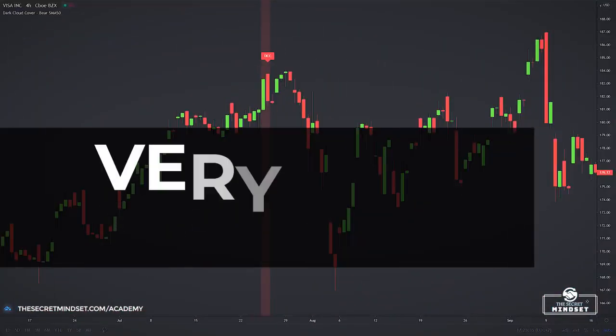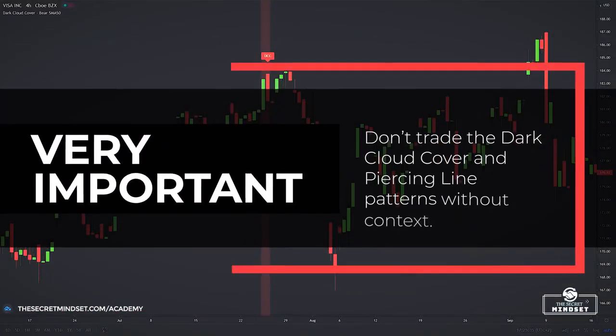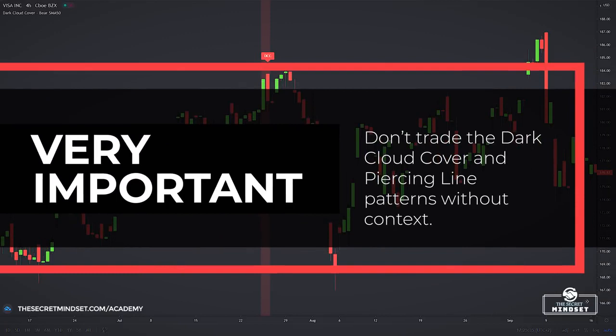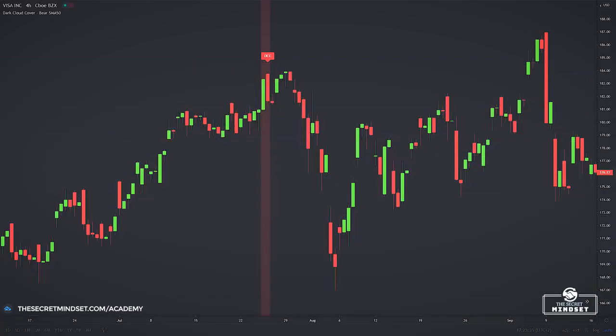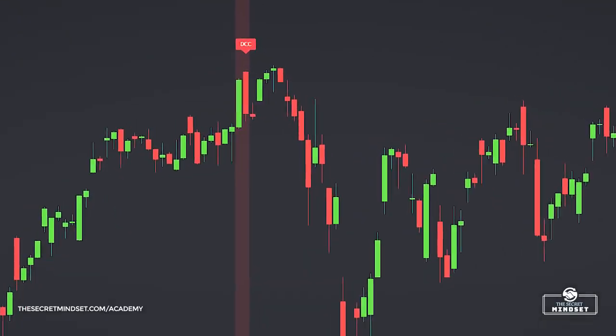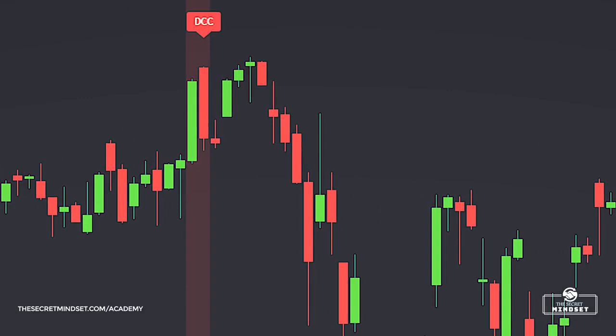Before you know how to trade with the dark cloud cover and the piercing line patterns, it's important to know when to avoid trading them. While they are considered reversal candlestick patterns, what you don't want to do is to trade them without context. And what I mean by that is, don't trade them every time they appear on your chart.